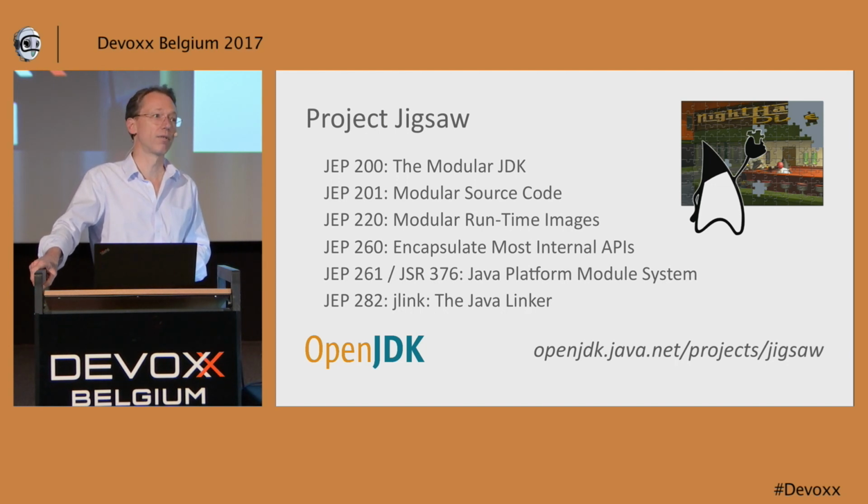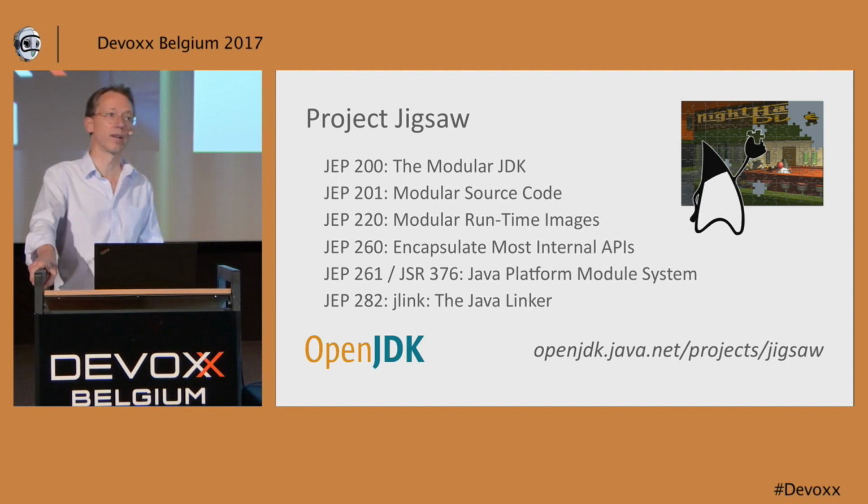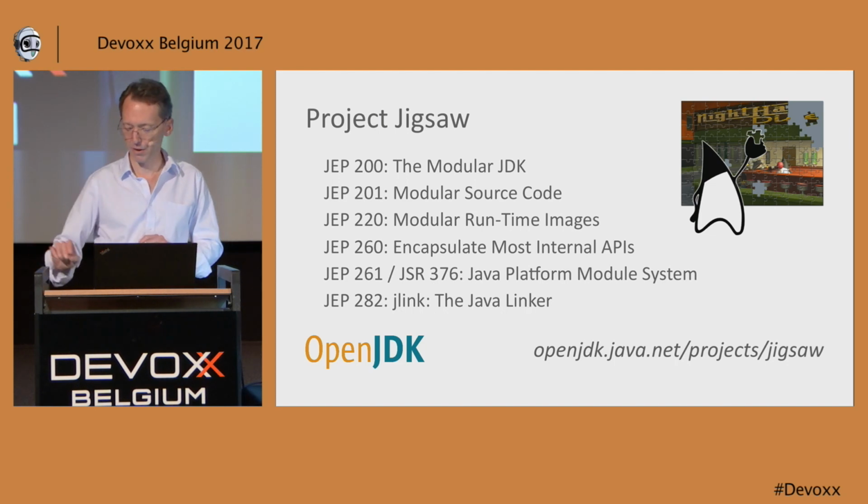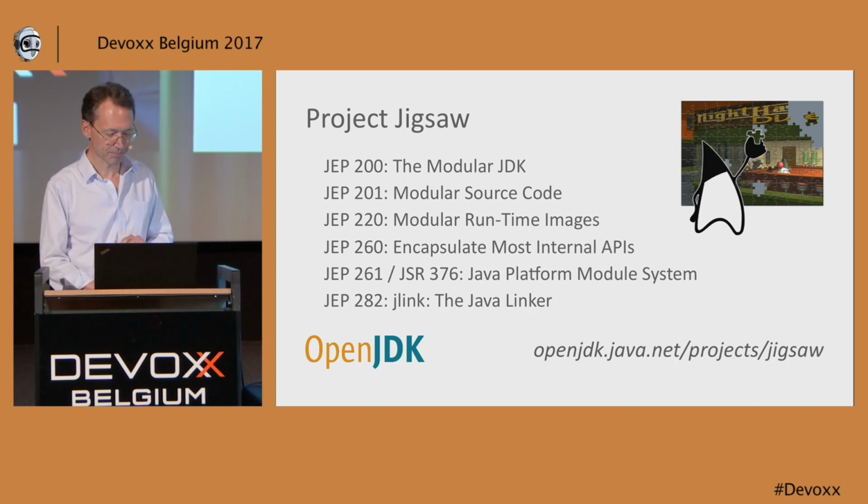JEP 200 is an overview of the modular JDK itself. 220 discusses the way that the runtime image structure has changed. RT.jar has gone away. We've provided better alternatives. JEP 260 is about the encapsulation, or in many cases non-encapsulation for the moment, of internal APIs.